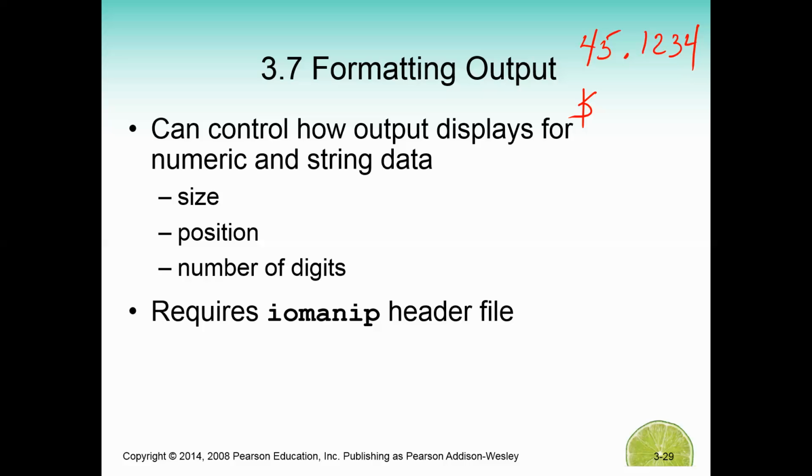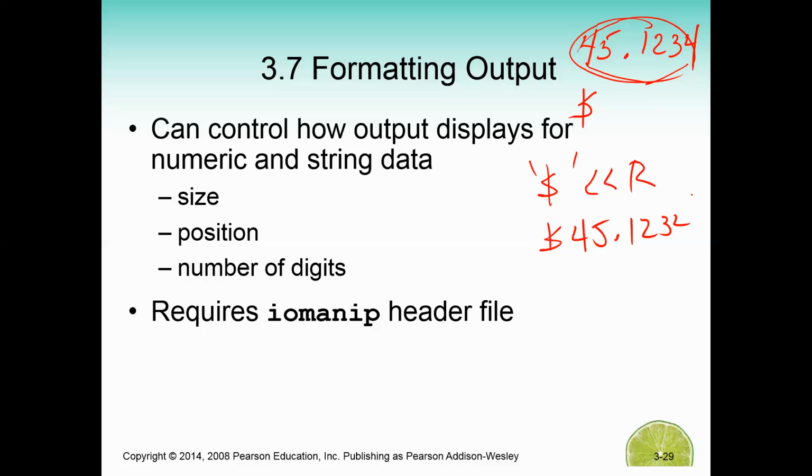And we need to present this as dollars and cents. Right now, the way that we know how cout works, we will always be displaying this information. We can display the dollar sign by using the quotes, right? We can display cout, the dollar sign, and then cout R, and this is going to display the dollar sign and then 45.1234. But when we're referring to dollars and cents, we only need 2 decimal positions. So right now, there's no way that we can format.